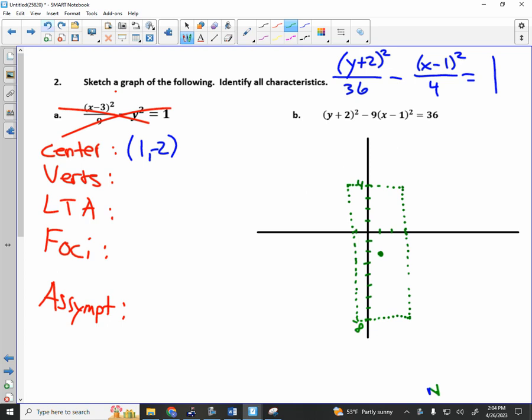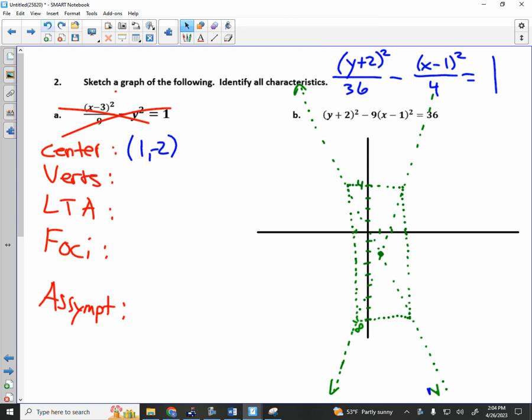Hopefully my dot is in the center of the box. This is supposed to be the center of everything. I will draw my asymptotes. And I'm ready to place the vertices. Do I place the vertices on the top or on the bottom? Oh, I said on the top or the bottom. Do I put it on the top or bottom or side to side? Why do they go on top and bottom, not side to side? Because the y value is positive.